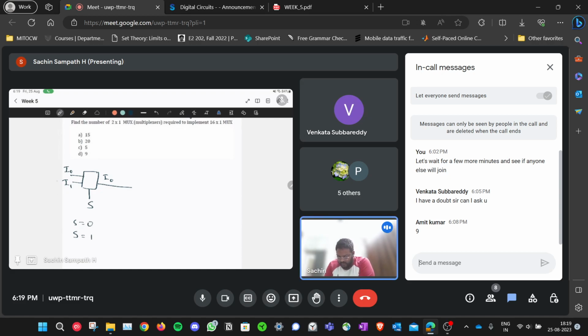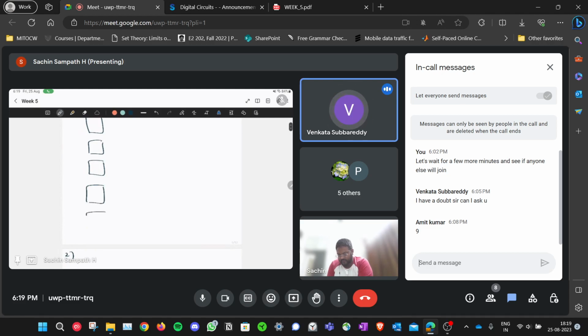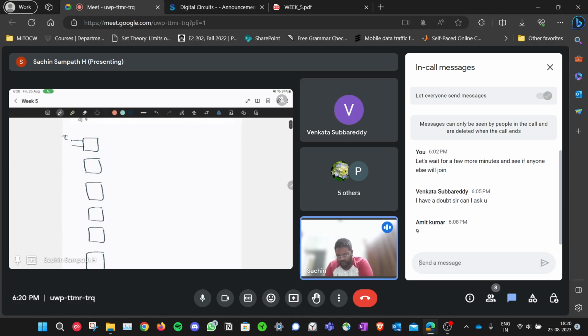If S is equal to 1, you will get I1 here as the output. So if I1 is 0, you will get 0. If I1 is 1, you will get 1. That's the 2 is to 1 multiplexer. So this has one select line, two inputs and one output. So if you want 16 inputs, you must have a minimum of 8 2 is to 1 multiplexers, right, to get 16 lines as input. Then you give your inputs here.